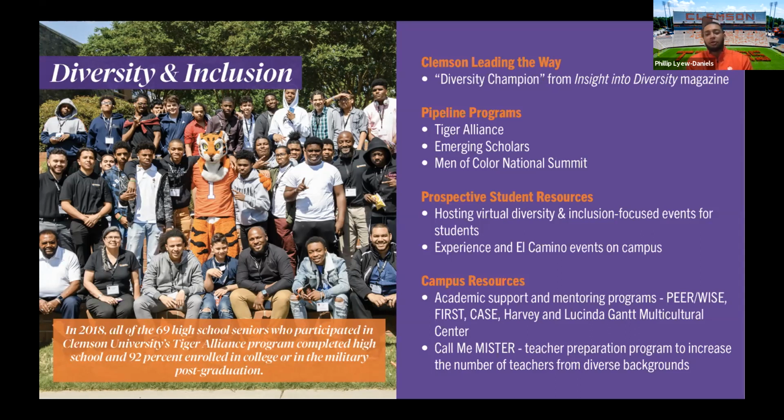Lastly, just to name a few of my personal favorites, we have Peer and Wise, which are great resources for students that are involved in STEM fields, so science, technology, engineering, and math. We have the Harvey and Lucinda Gant Multicultural Center. There you will find amazing staff, amazing resources if you are one of those underrepresented populations and maybe you don't see enough of yourself in whatever space you're in, or maybe you want to get involved with some clubs and organizations that are more near and dear to your specific culture, things like that. The Harvey and Lucinda Gant Multicultural Center is a great way to get involved.